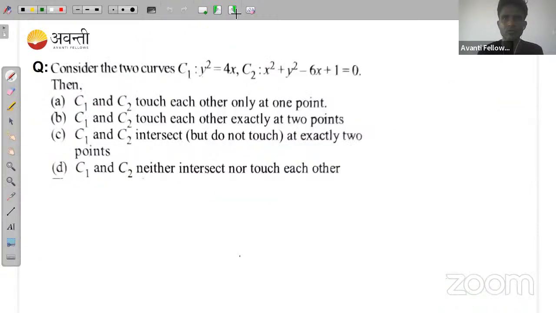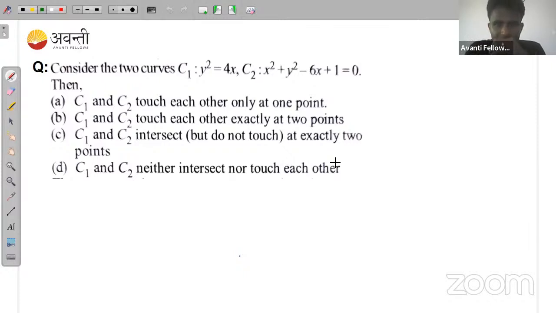Now, let's go to the next question. Consider the two curves this and this. Okay, we have two curves. This is basically a tangent normal question. So that is C1 is a curve and C2 is a curve. Then question has been asked: C1, C2 touches each other only at one point. C1, C2 touches each other exactly at 2 points. C1, C2 intersect at exactly 2 points. C1, C2 neither intersect nor touch each other.